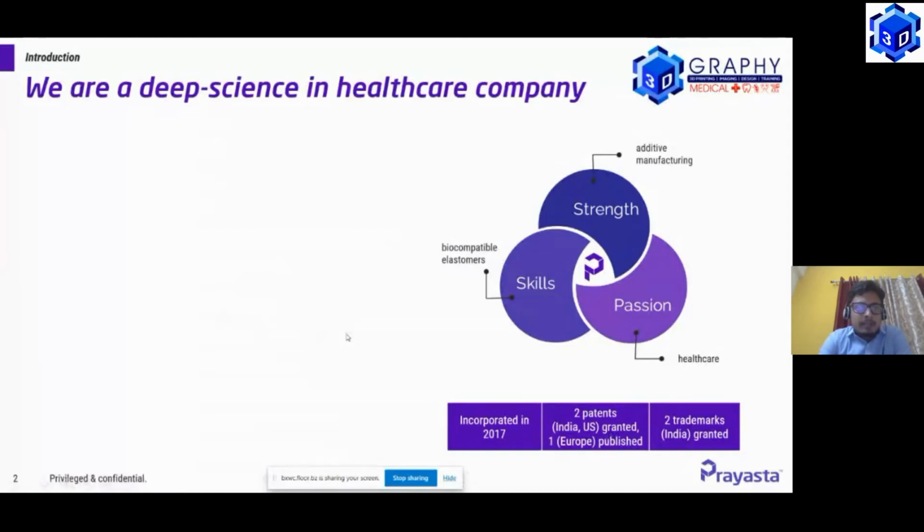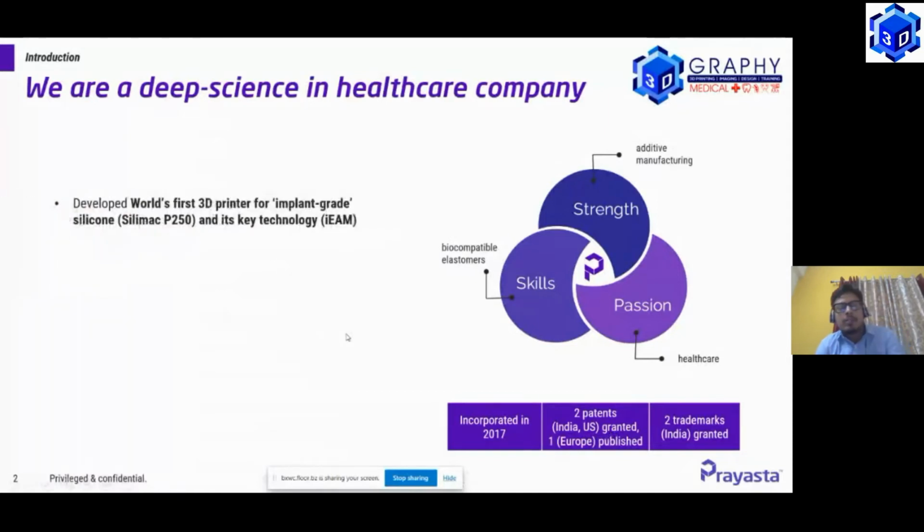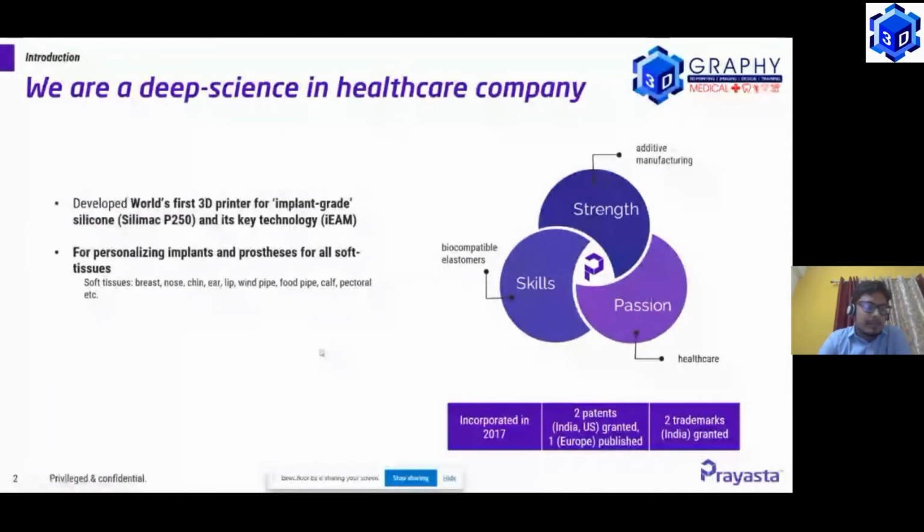And what we have done is we have developed the world's first 3D printer for implant grade silicone, which is one of the most, or you can say, best biocompatible materials that we know today. It's not a regenerative material; it's just a biocompatible material having synthetic origin, and has its own nuances. That's why new technology was required, and we will see that in coming slides.